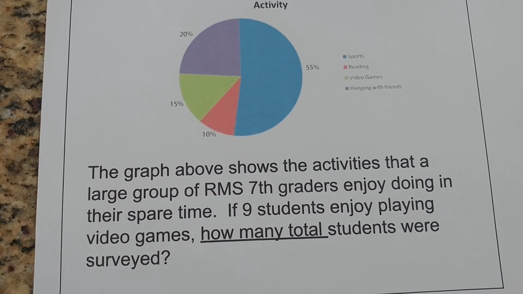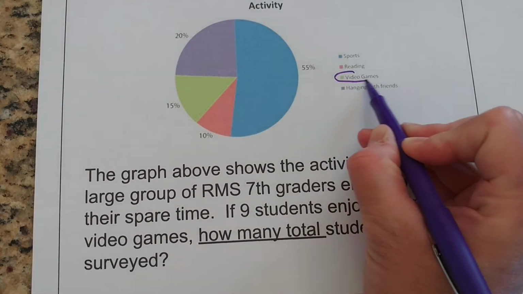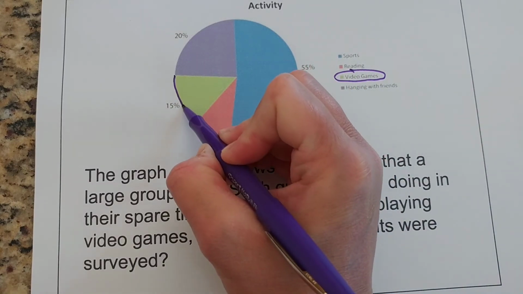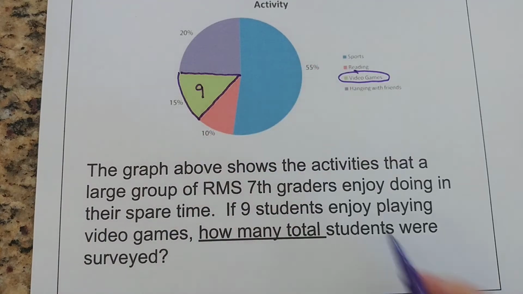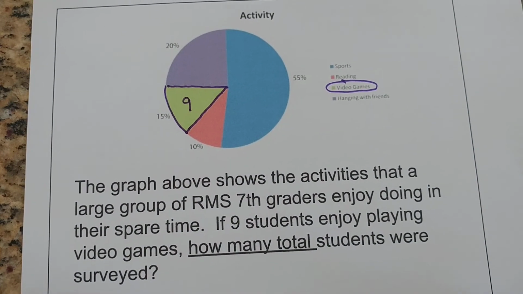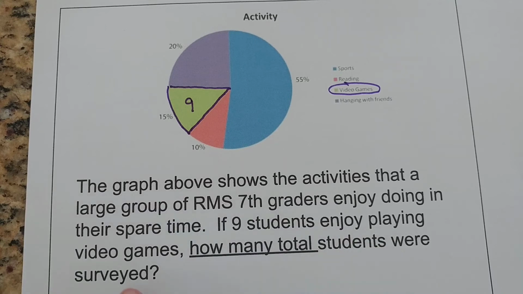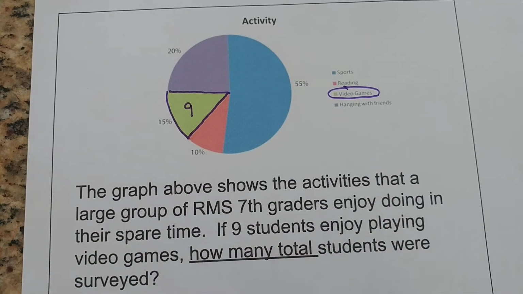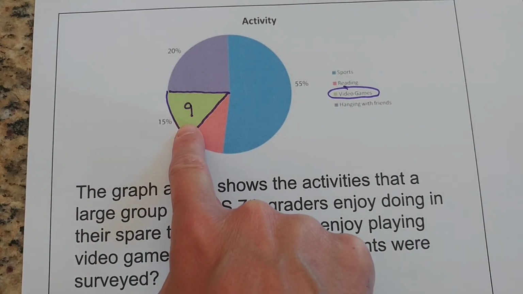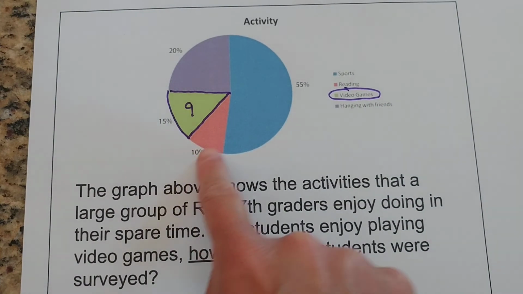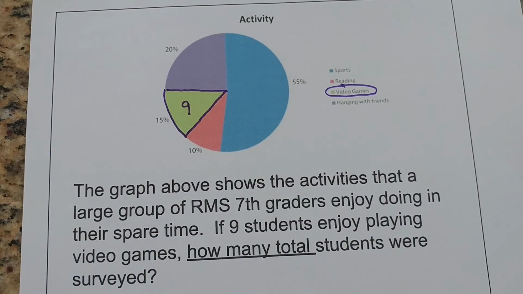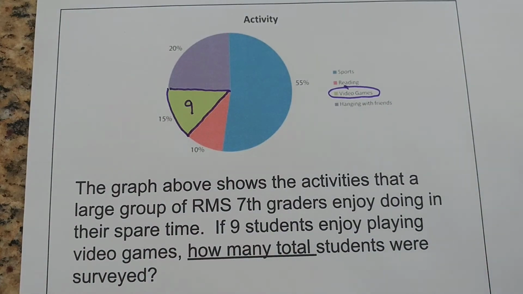So what do we know? 9 students like doing video games. Here's video games, and we can see here that it's 15% of the total, and it represents 9 students. We are being asked how many total students were surveyed. Well, we know that this part is 9, but we don't know how many kids were in each of the other parts. And if we add up all the percentages, we're just going to get 100%. It's not going to tell us how many total. So this one can be kind of tricky, but I know you can figure it out.